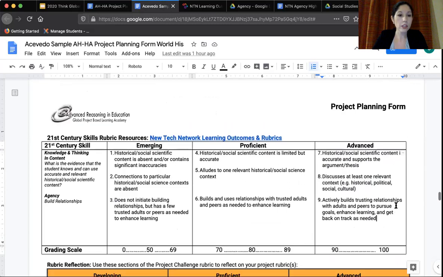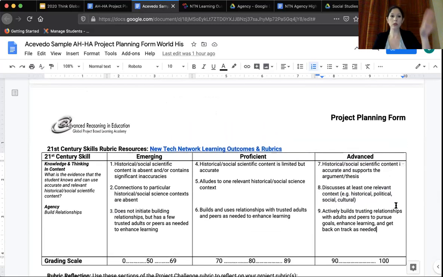So that was great. So that pretty much closes the whole section of the rubric for content and the rubric for 21st century skills. So hopefully this helps you as a social studies example.